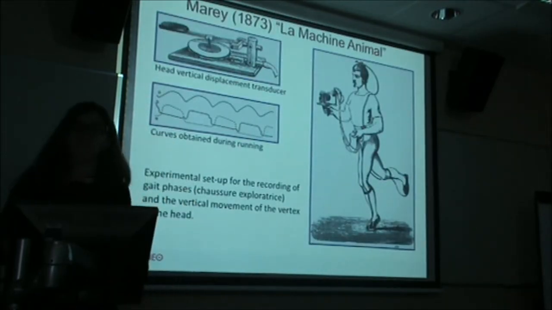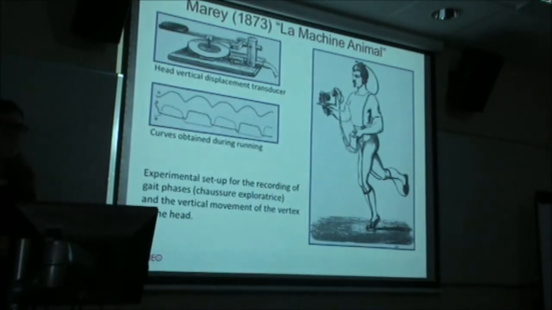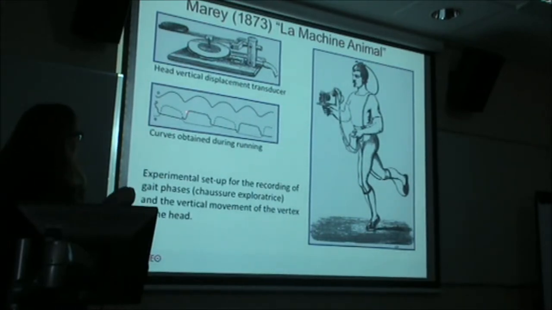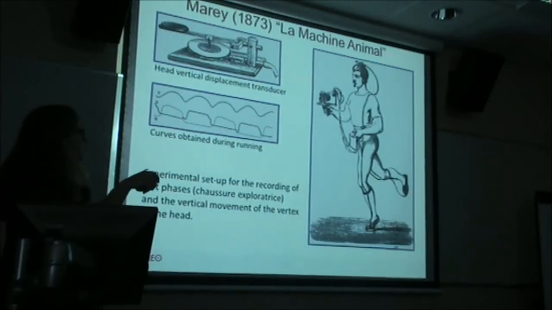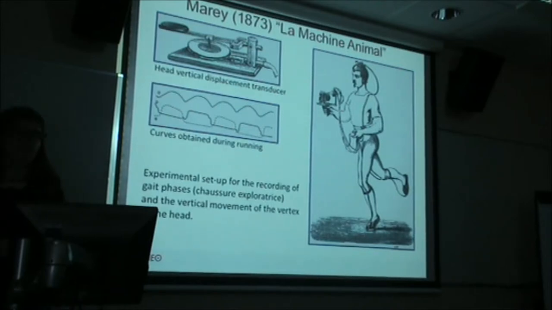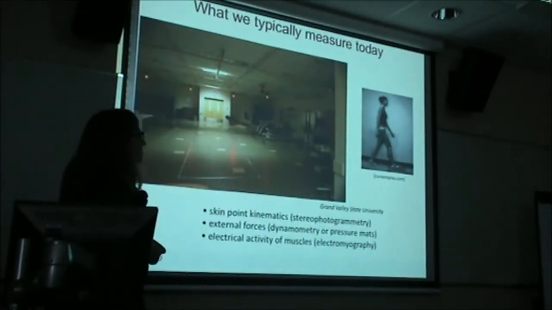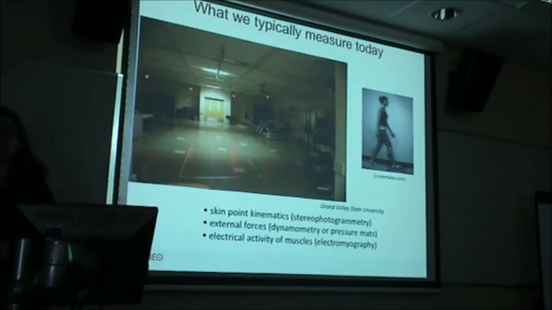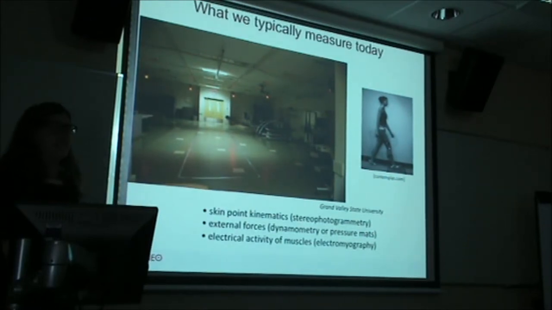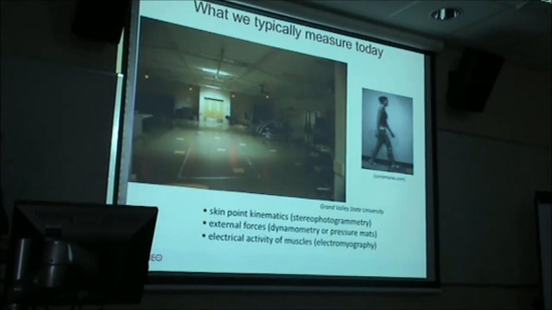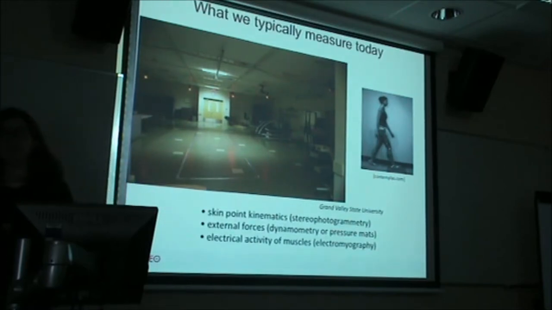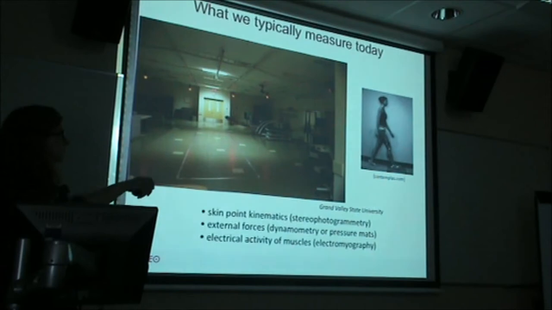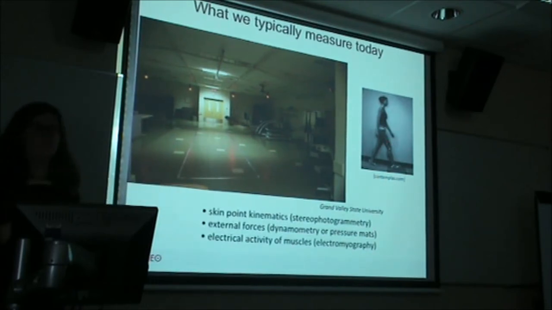Basically, what we call today wearable sensors, which he was using to describe the gait cycle and the movement of the vertex of the head as a result of the movement of the lower limb. Of course, you know better than me, because you have one lab next door, that things are a bit different today. These are the kind of measurements that we do in a standard movement analysis lab, where we typically have a motion capture system that we use to measure the movement of points that we place on the skin of the subjects, which we call markers.